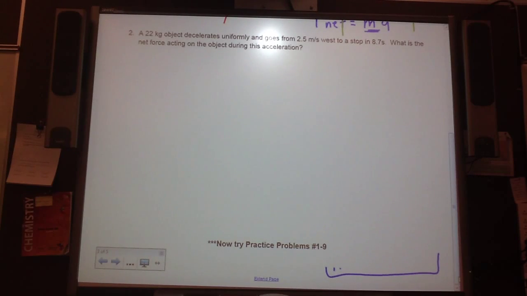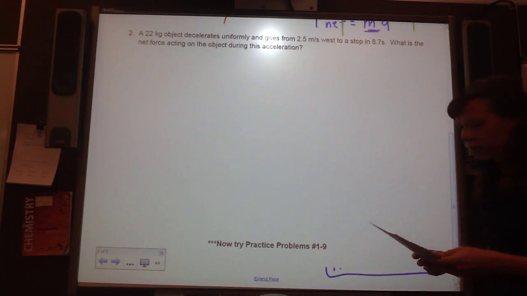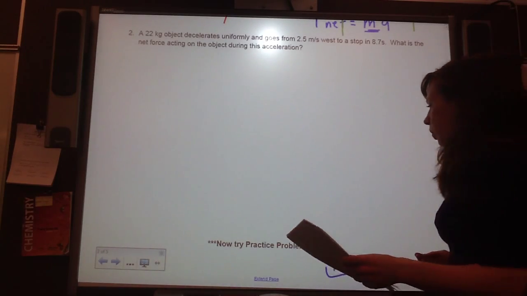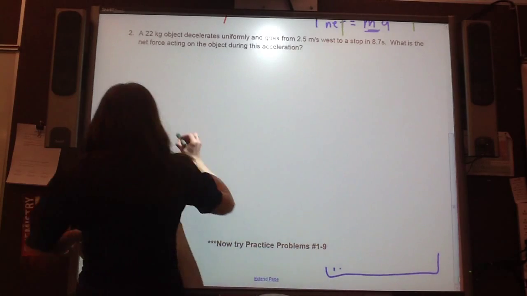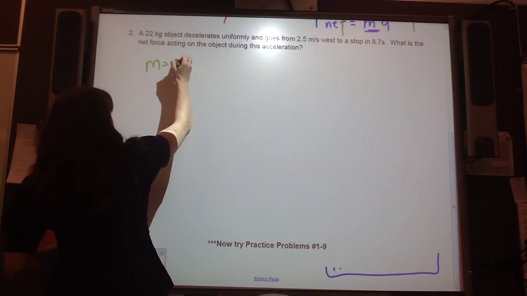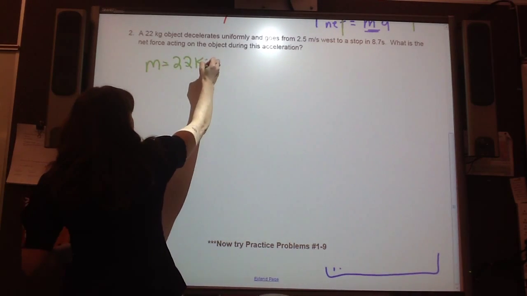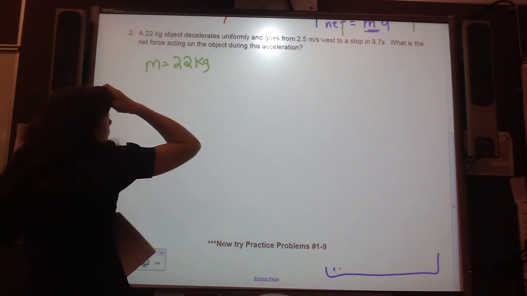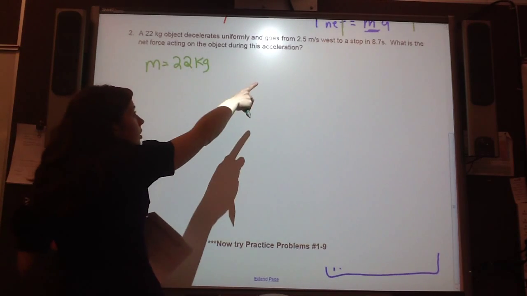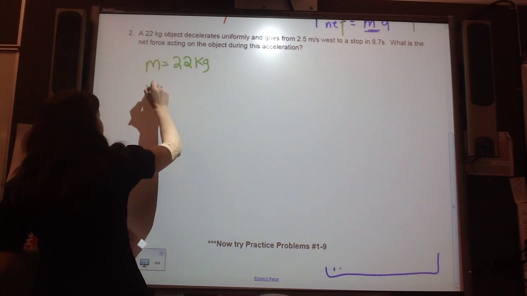Okay, so we're told a 22 kilogram object decelerates uniformly, going from 2.5 meters per second west to a stop in 8.7 seconds. What is the net force acting on the object during this acceleration? So let's write out everything that we know. We know the object has a mass of 22 kilograms. I know that it starts at 2.5, so that's VI.